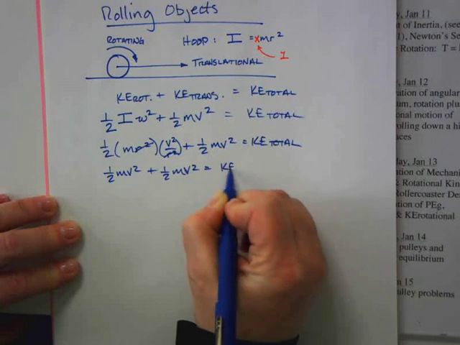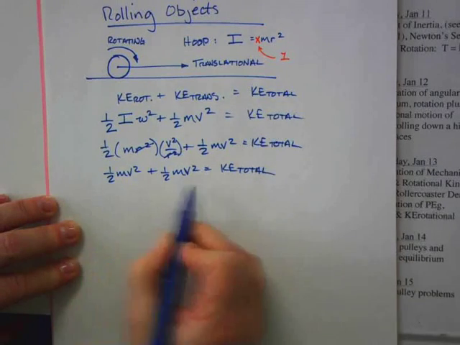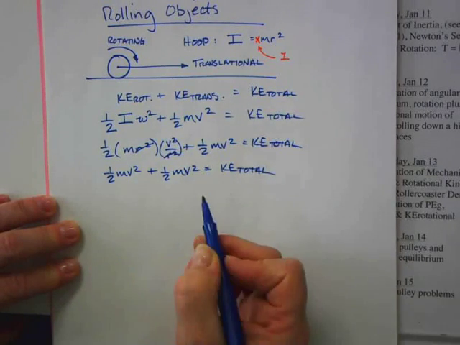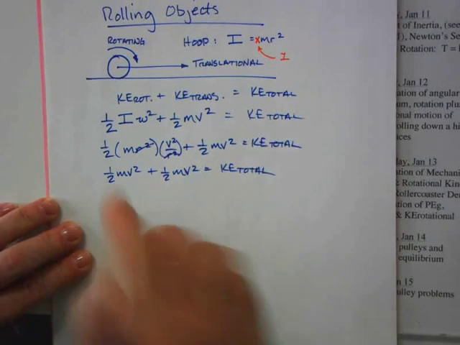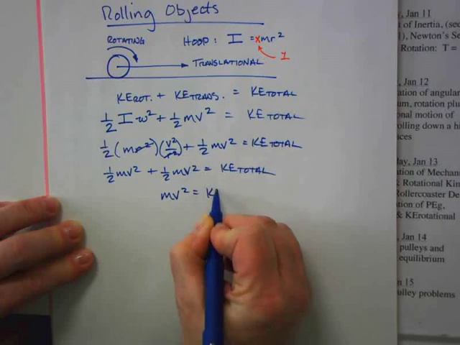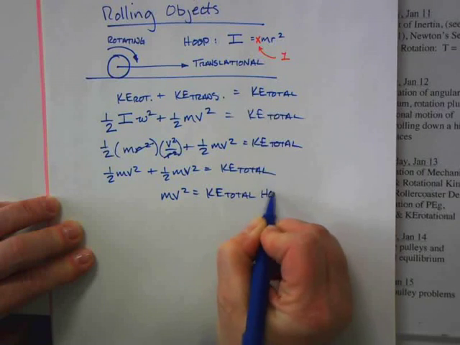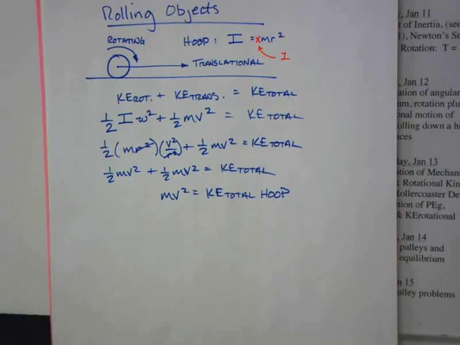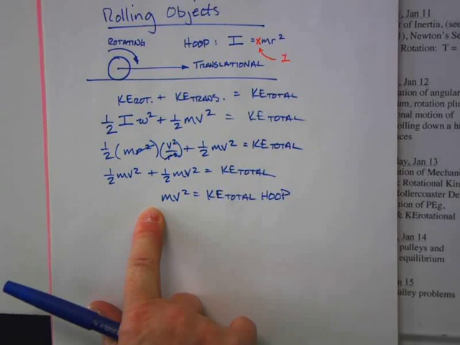Are those like terms? You betcha. What do you get? How do you simplify this? Just 1 mv squared, right? So yay. mv squared is the total kinetic energy for a hoop. So just for a hoop. And the multiplier here is just 1, right?